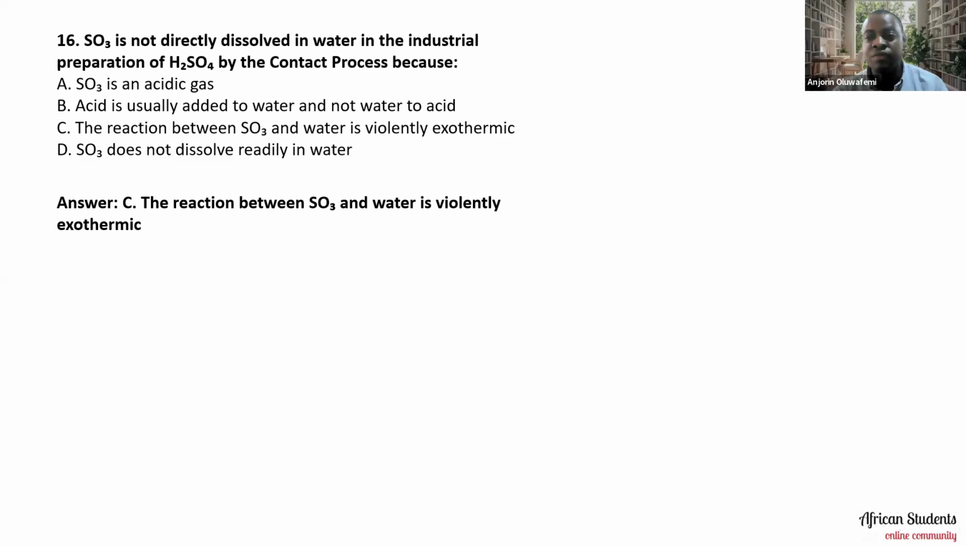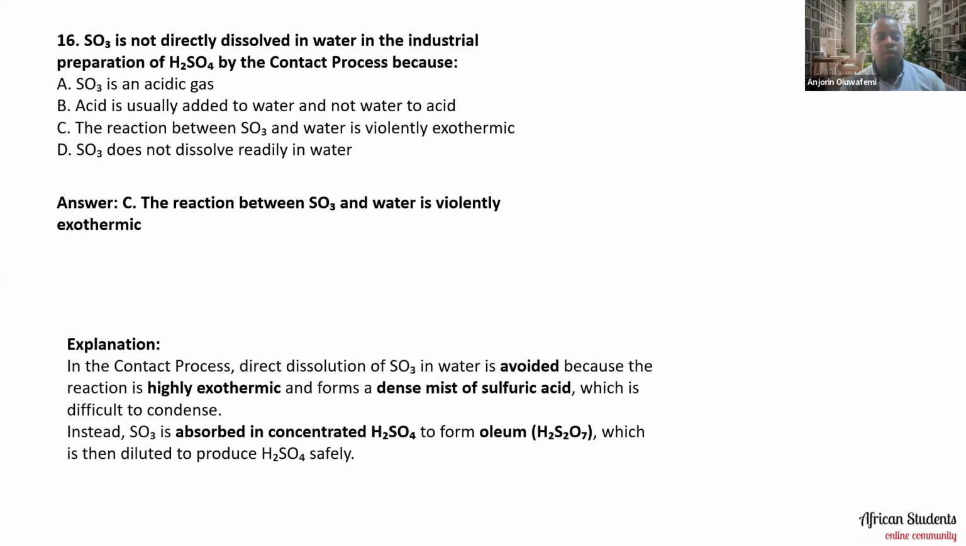So SO3 is not directly dissolved in water because the reaction between SO3 and water is violently exothermic. In the contact process, direct dissolution of SO3 in water is avoided because the reaction is highly exothermic and forms a dense mist of sulfuric acid, which is difficult to condense. Instead, SO3 is absorbed in concentrated H2SO4 to form oleum, H2S2O7, which is then diluted to produce H2SO4 safely. So that's the sequencing. We should take note of this, so that's the reason why that is done.